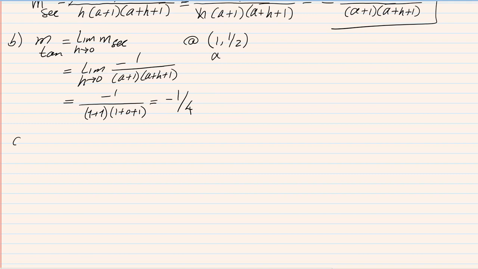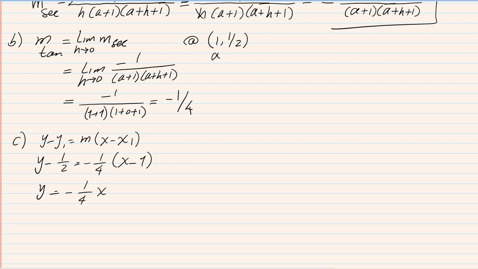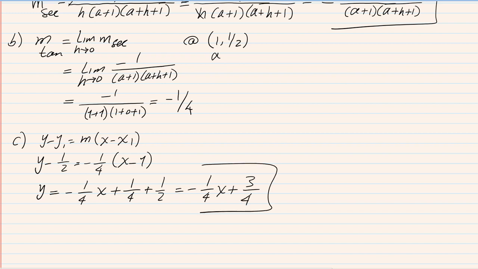And the equation of the tangent, y minus y1 equals m times x minus x1. So it's going to be y minus y1, which is 1/2, equals the slope we found to be negative 1/4, times x minus x1, which is 1. So that's going to be y equals negative 1/4 x. Negative 1/4 times negative 1 is 1/4, and I'm adding 1/2 to both sides. That's going to be y equals negative 1/4 x plus 3/4. That's going to be the tangent line at that point.